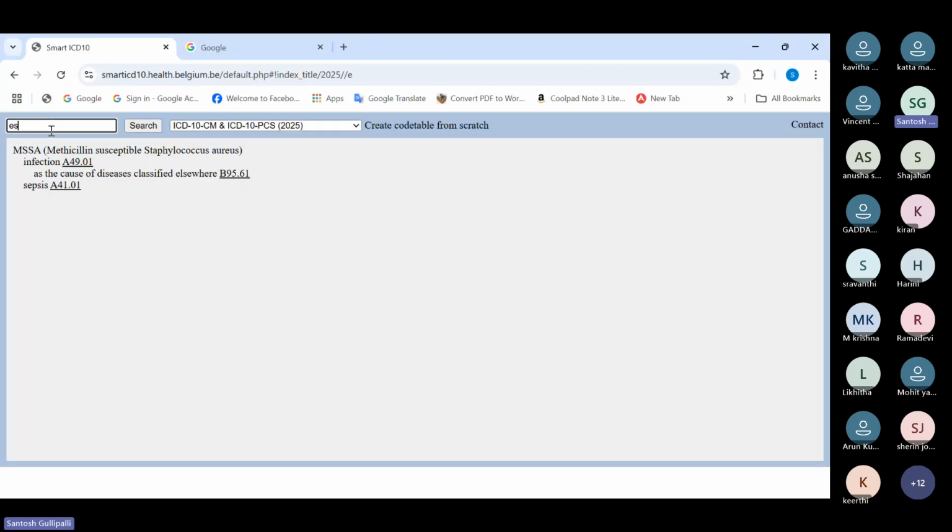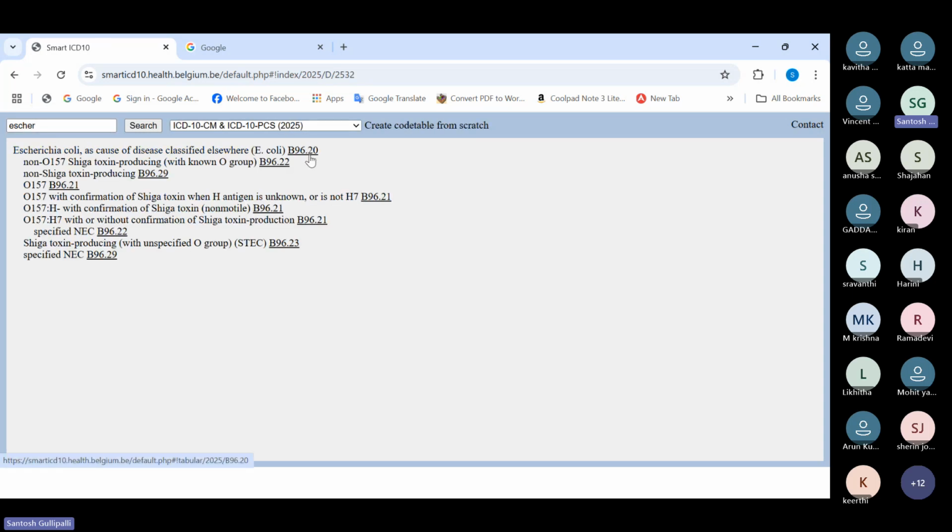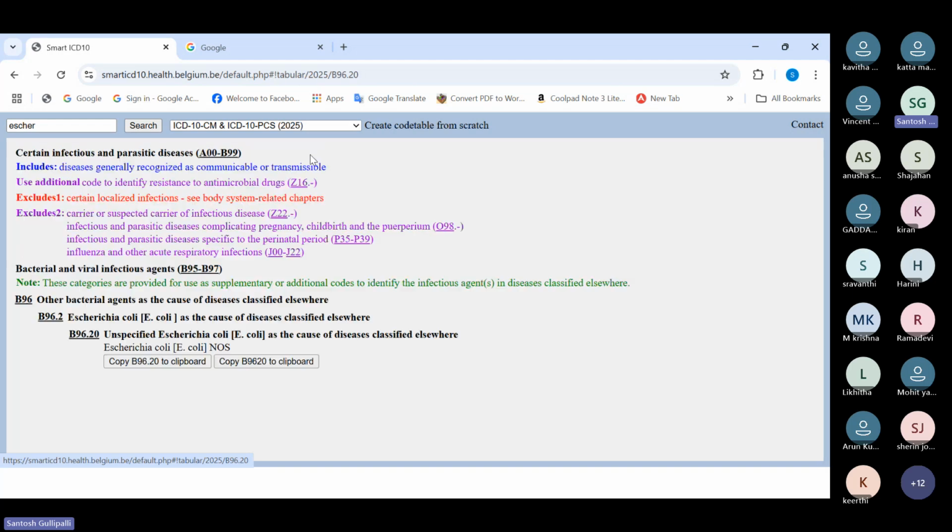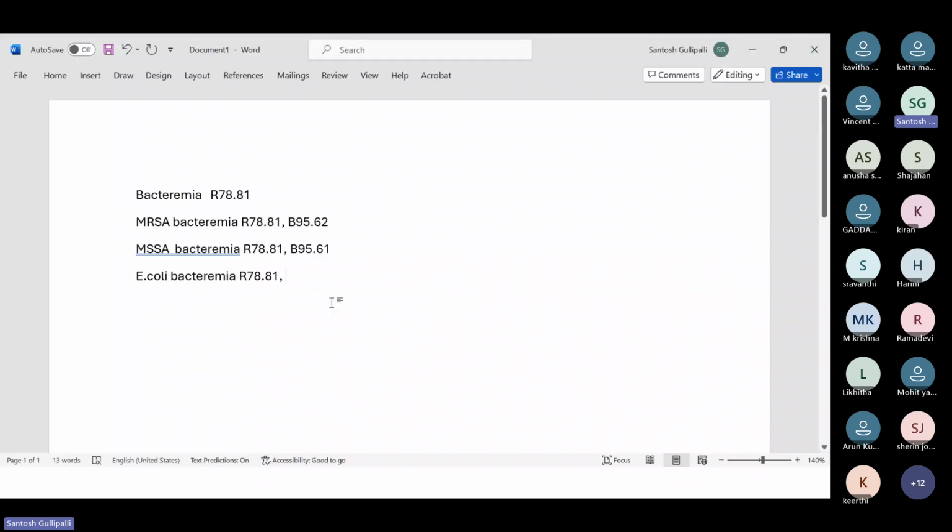You can type Escherichia coli, as cause of disease classified elsewhere. The code is B96.20, and in brackets, E. coli also. E. coli full form is Escherichia coli. This is one of the gram negative bacteria. This one also, B96.20.